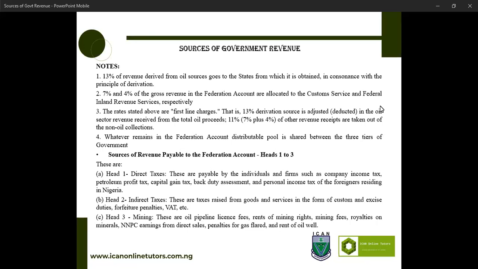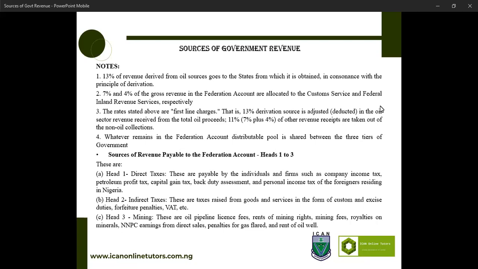There won't be any leftover in the federation account. Are you there? Yes, I'm here. We said this federation account is the general source, that is, all the revenue coming to this federation account does not belong to one government. It belongs to all the governments. We have three levels of government: federal, states, and local governments. So the federation account relates to the account that belongs to all the governments in the country, which are the federal government, state government, and local government.